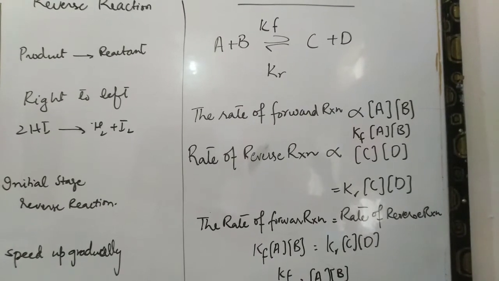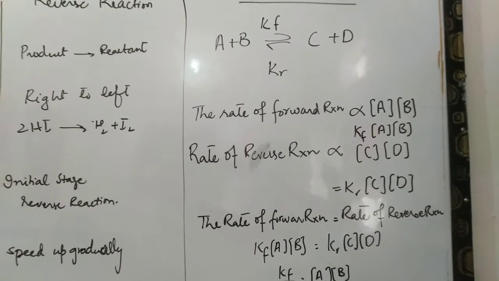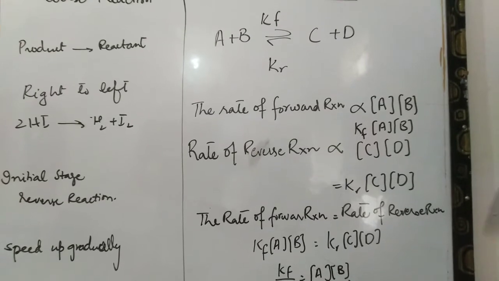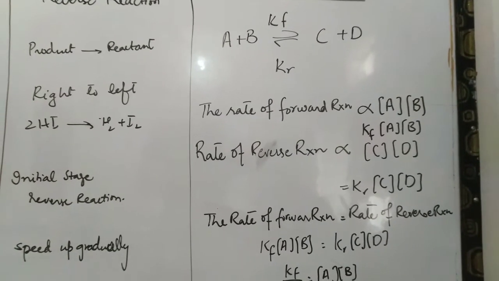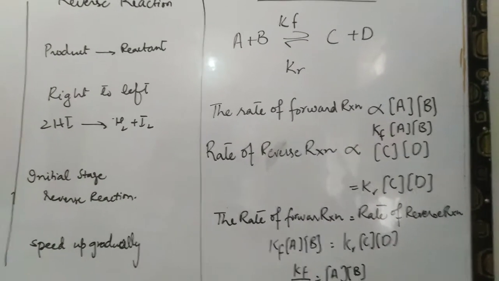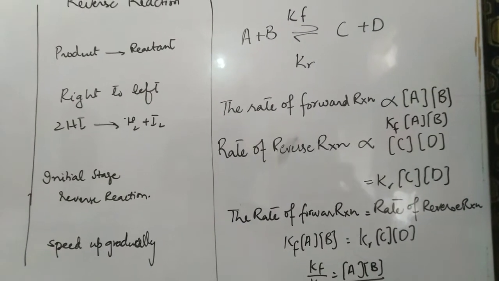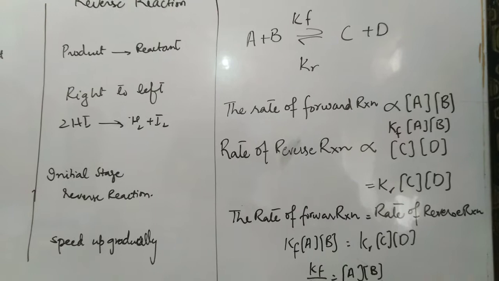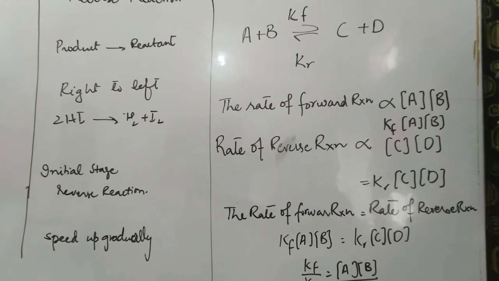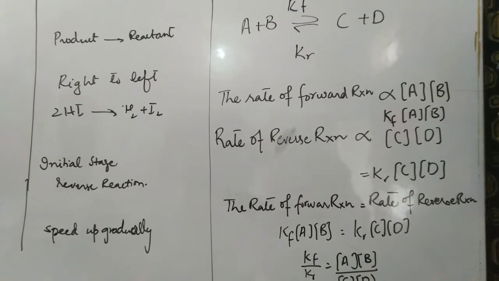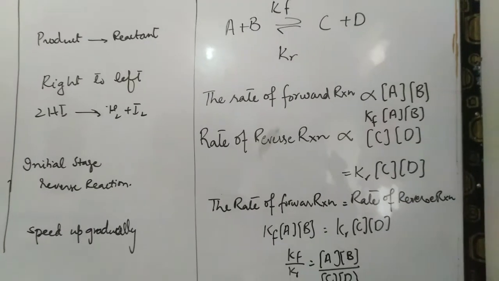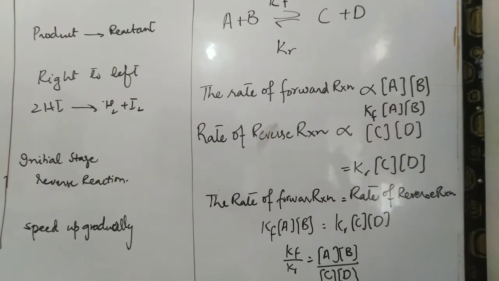This square bracket, wherever you use it, not only for A and B but for any reactant or any product, these active masses show the amount of reactant and product. We can convert the proportionality sign into a constant, that is Kf. So the rate of forward reaction is equal to Kf times [A] times [B].